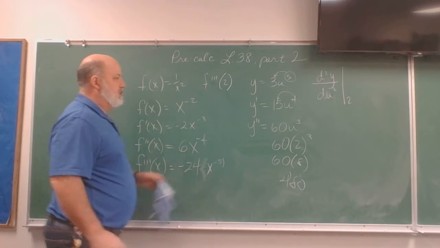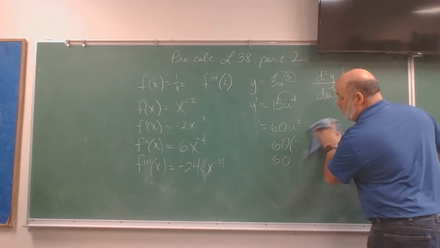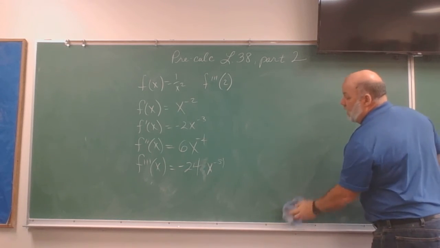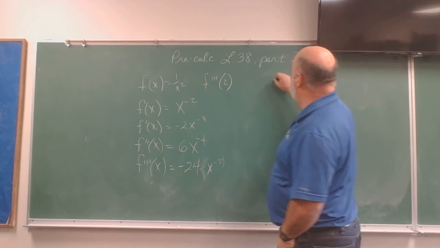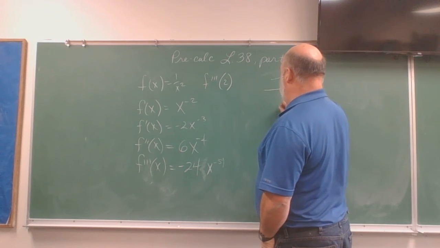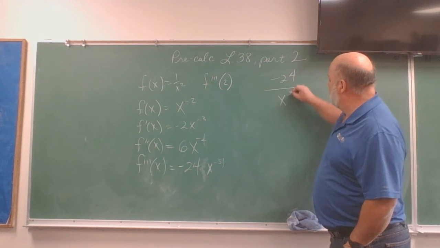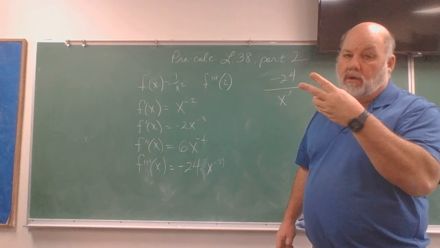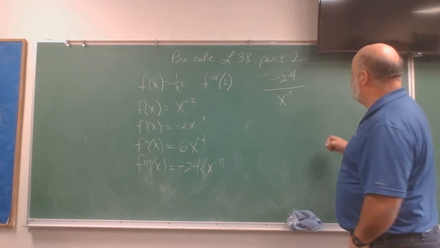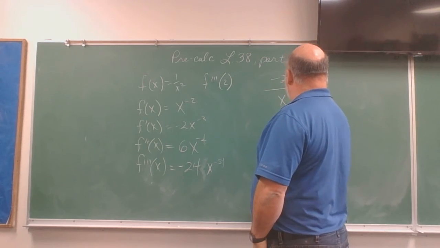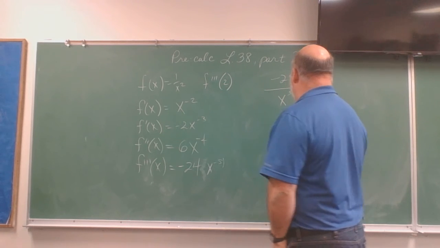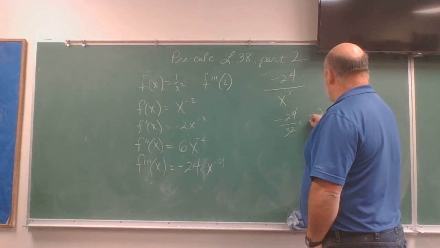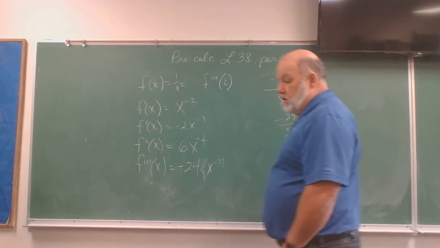I know why they picked 2 now, because you don't want to do 3, 4, or 5, anything like that, to the negative 5 power. That's the same as negative 24 over x to the 5th. Okay? 2 to the 5th power. Well, that's 2, 4, 8, 16, 32. Negative 24 over 32, a reducible fraction. They're both divisible by 8. I get negative 3/4.